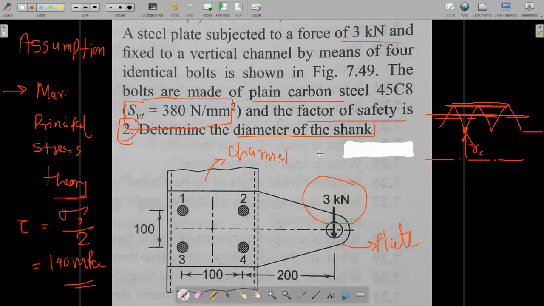So in yesterday's question we had to find the factor of safety, and the area was given, but today we have to find the diameter of the bolt, and this is the actual problem. In actual practice, as an engineer, we have to determine the diameter of the bolt, which size of bolt and how many bolts are needed, so that our structure will not fail.